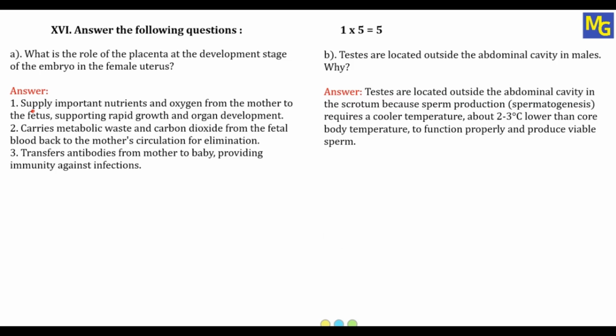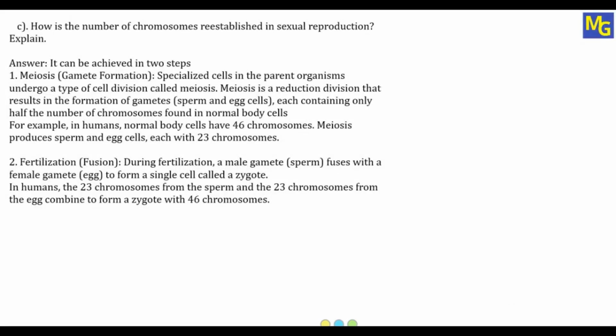Now we will see the answer for question C. So hello students, now we are going to see question number C, that is, how is the number of chromosomes re-established in sexual reproduction? And we have to explain this answer. So here the question is, whenever a new individual is born by sexual reproduction, the number of chromosomes will be re-established. Means the number of chromosomes in the young one will be exactly equal to the number of chromosomes present in the parent. So how is it re-established?